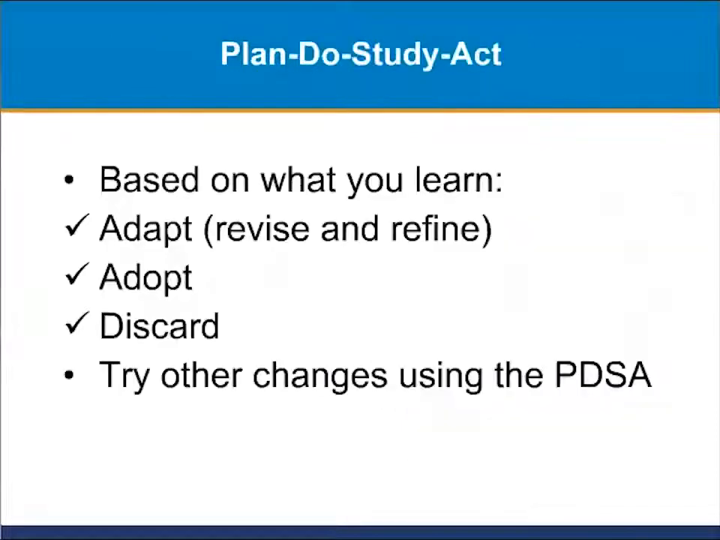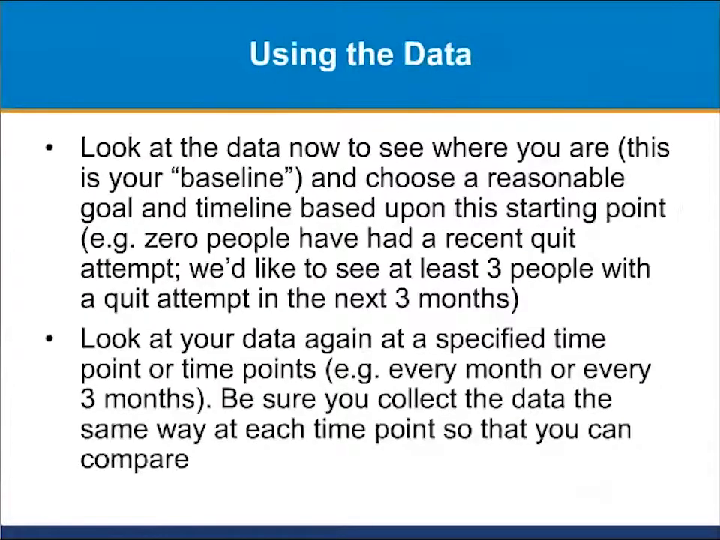And then you'll go back again, and you'll see that the arrows show that this is circular. Once you act on this, if you've revised it or adopted it, you can go back to planning. Okay, what's the next change we want to make in a different area, or how are we going to measure this revised or adapted version of what we just went through?